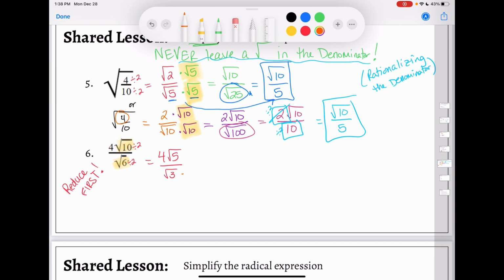Remember, I want to multiply the bottom and the top by the radical in the denominator. I want to clear the radical 3, so that's the one I need to multiply top and bottom by. Okay, so let's see. 4 radical 5 times radical 3. Inside times inside. So I have 4 radical 15. And the denominator, I have radical 3 times radical 3, which is going to give me 3. Notice I kind of skipped that middle step, right?